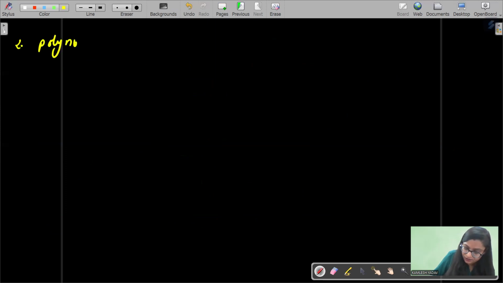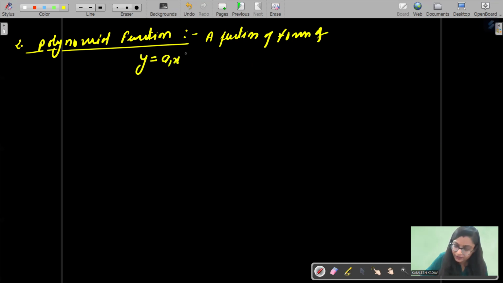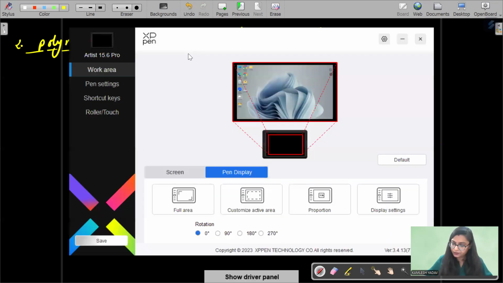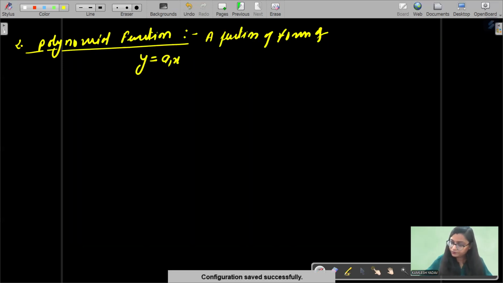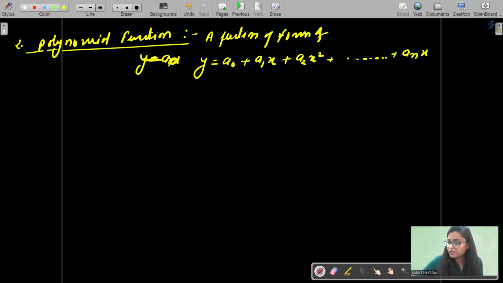polynomial function. So for polynomial function, a function of the form y equal to, first of all, a naught, then a1 x plus a2 x to the power 2 and so on. And the last term is an x to the power n.